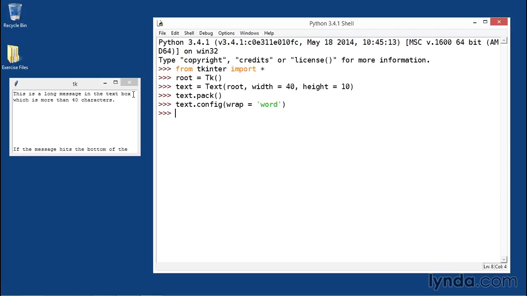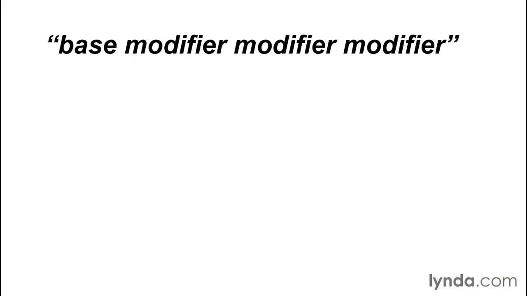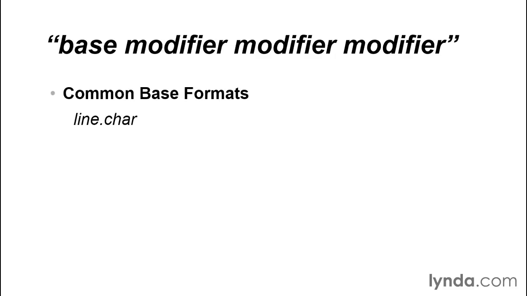The syntax includes a base, which gives a starting point for reference, and 0 or more optional modifiers, which adjust that index from the starting point. There are many different ways to build these index strings, but for this course, I'm going to focus on the most common. For the base, a common format is to use the line.char, where line and char are replaced with the index numbers of the line and character you wish to index. For example, 4.2 would refer to the position in front of character 2 on line 4.